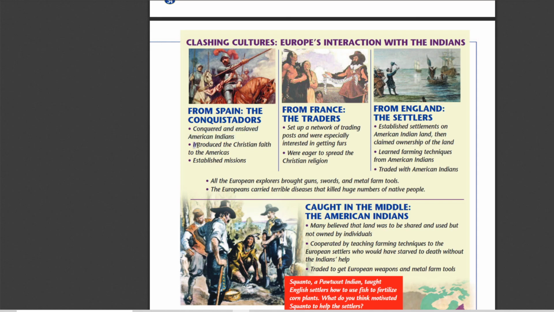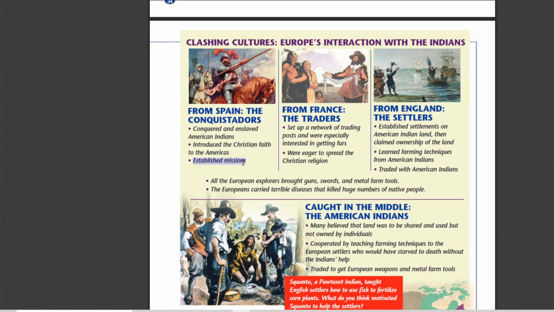So they introduced the Christian faith to the Americas, and as we'll see tomorrow when we take a closer look at Spain, there's a reason why they were so brutal towards the Indians and why they insisted that they converted to the Christian faith. They also established missions. Missions are like church schools or school churches. It's a combination of the two, and they would put it in every town to help the Indians learn about Christianity and be educated in the Spanish ways, learn how to speak Spanish and so forth.